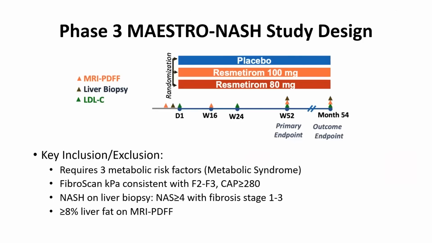So the MAESTRO-NASH study was the phase 3 trial. We only have the data in the form of press releases and presentations at smaller scientific meetings, but most likely this will be presented at the upcoming EASL meeting in Vienna. But this is the trial design. So basically, patients were randomized to placebo, high dose resmetirom 100 milligrams daily, or low dose 80 milligrams daily.